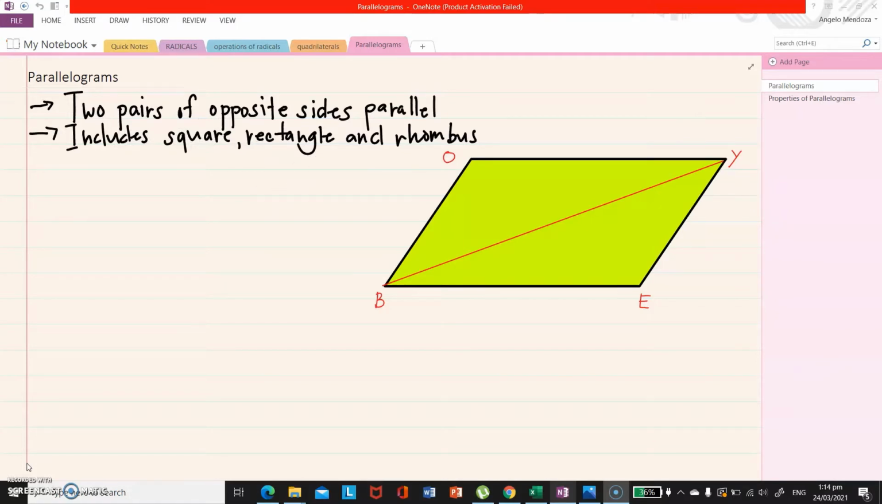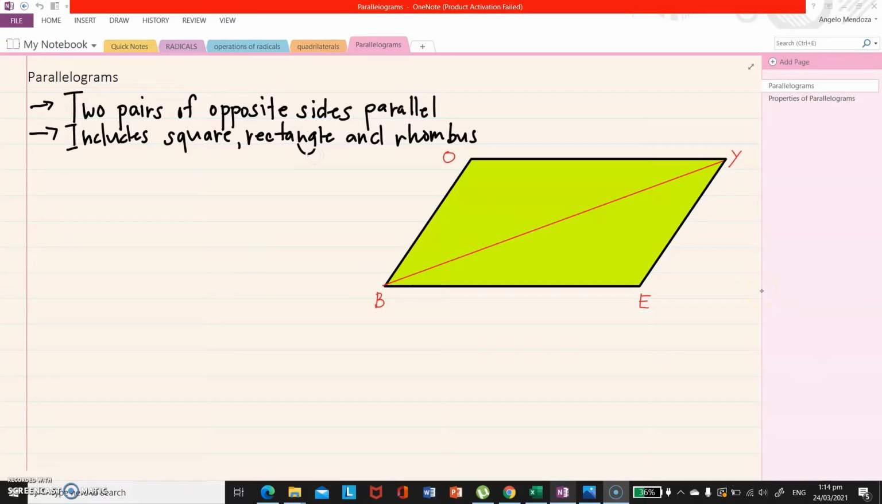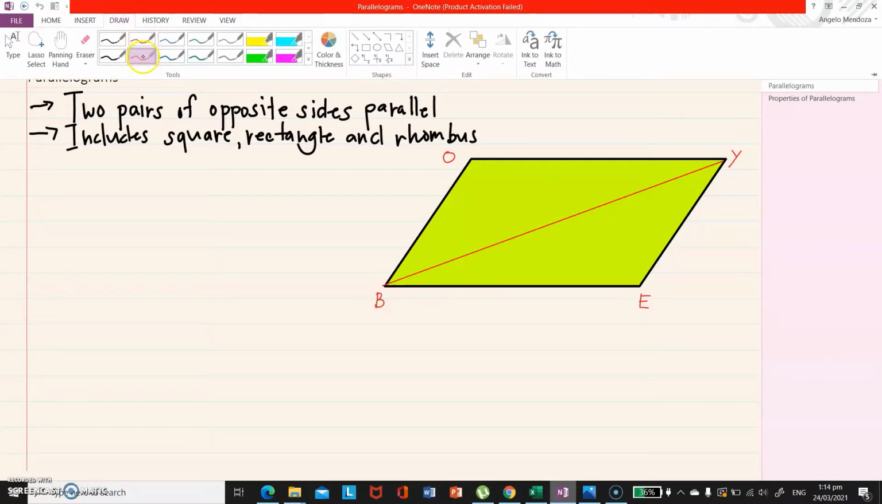rhombus. Para ma-satisfy natin tong figure na to, we have quadrilateral OYEB. Okay, so now hanapin natin yung two pairs na nagsasabi na opposite sides niya ay parallel. So let us first identify nasan ba yung opposite sides nito. Itong quadrilateral na to. So, alam natin na yung opposite sides niyan ay yung magkatapat na side.